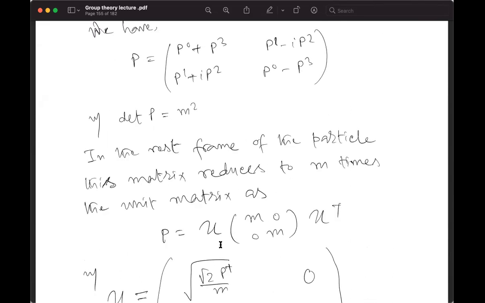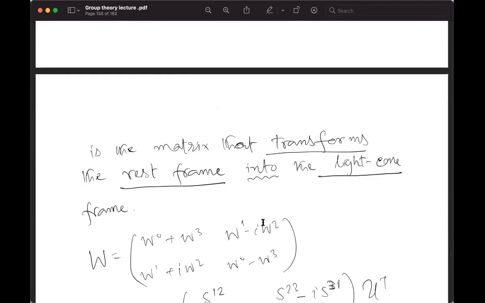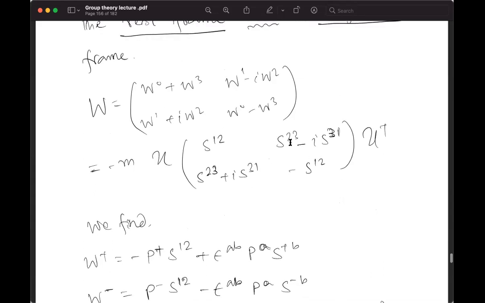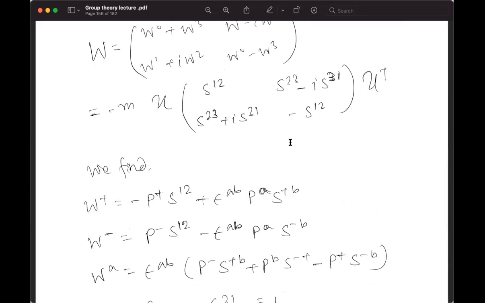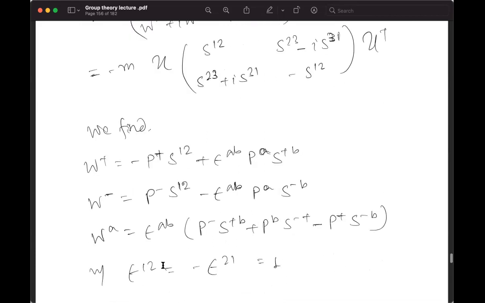So now in the rest frame of the particle, this matrix reduces to M times the unit matrix as in this way. But you can write it down in this particular frame. So this is the matrix that transforms the rest frame into the light cone frame. But the Pauli-Lubanski vector can be given in this way. And from there you can define W plus, W minus, and W^a transverse. We have these coordinates and epsilon 12, basically this antisymmetric density.